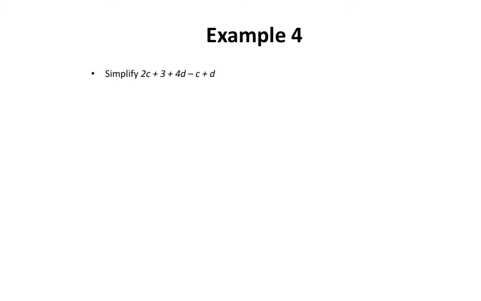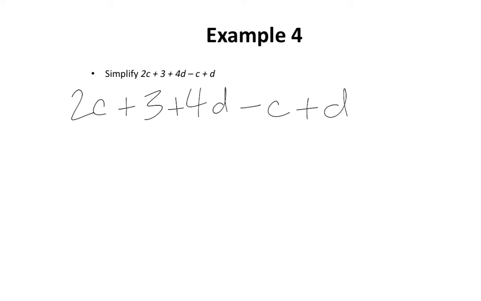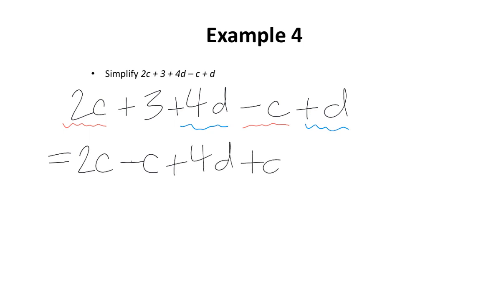The first thing you want to do is rewrite the question. Next, we want to identify like terms. Remember, like terms have the same variable raised to the same exponent. 2c and negative c are like terms, while positive 4d and positive d are like terms as well. Next, you can put your like terms together. So 2c and negative c will be put together, positive 4d and positive d will be put together, and the positive 3 will be placed at the end.